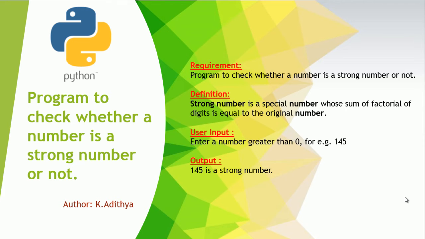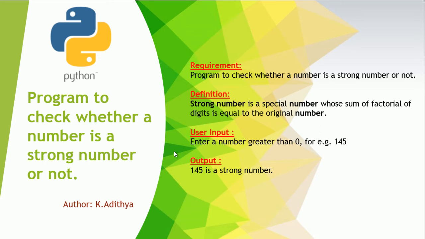Welcome to my channel. Today I am going to say to you how to write a program to check whether a number is a strong number or not in Python. Okay, first let's see what's the definition of a strong number. A strong number is a special number whose sum of factorial of digits is equal to the original number.